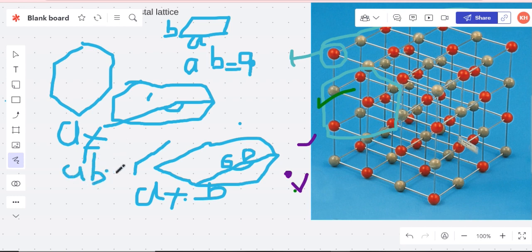So this is basically the types of crystal lattice. These are the types of crystal lattice that we have discussed. In a later video, we will talk about the other parameters.